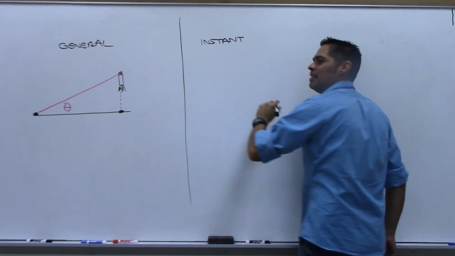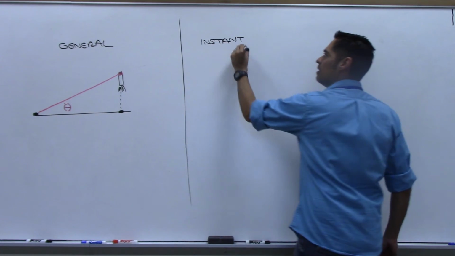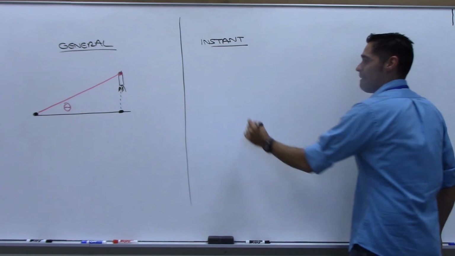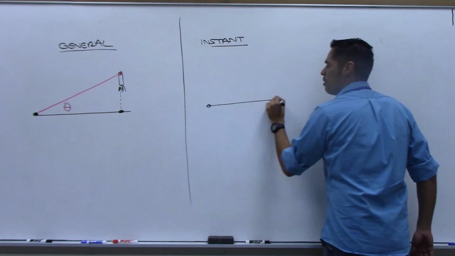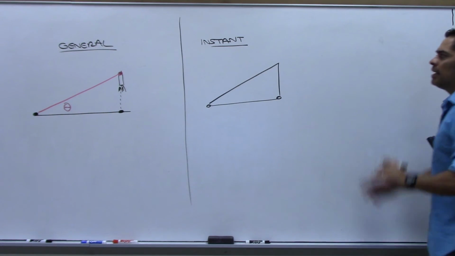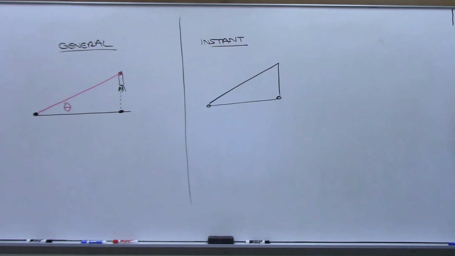Are you all right? An instant in question. General picture, instant. What are the things, let's start with the instant one. What are the things that are definitely fixed, not moving at the instant in time? What can I assign values to here?